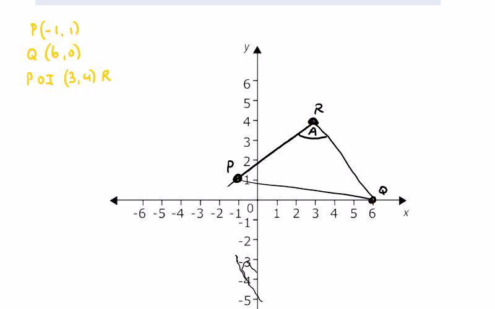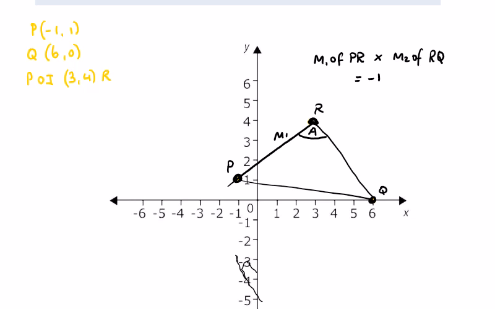We want to show that the angle is 90, so we have to show that the product of the slopes of PR, which we call m1, and the slope of RQ, which we call m2, will be equal to minus 1. The product of the slopes would have to be equal to minus 1 for the angle to be right angled. So we can do the slopes by putting the points beside each other.